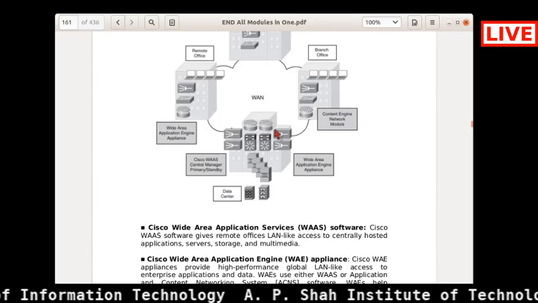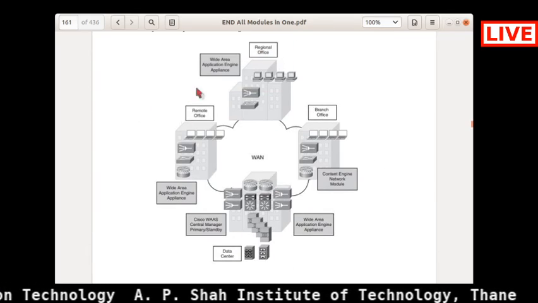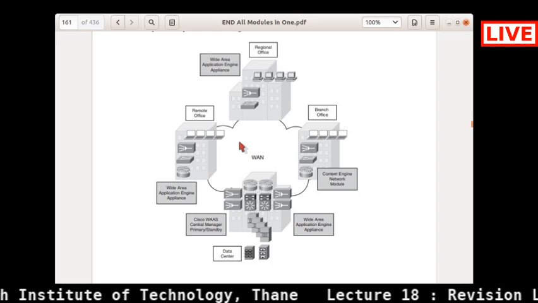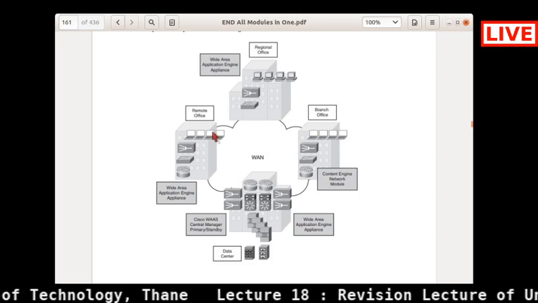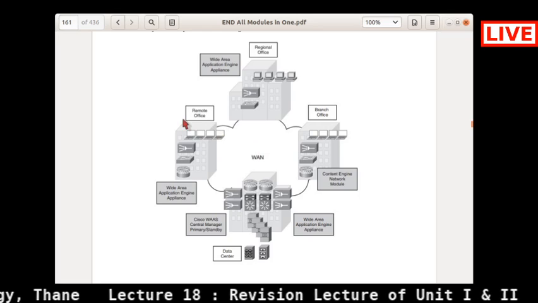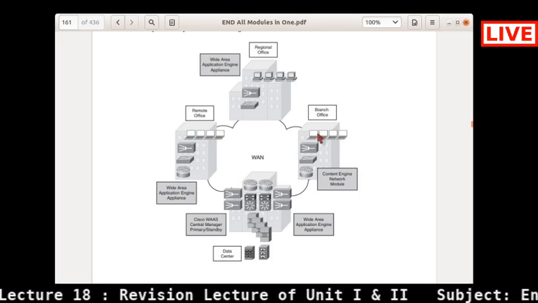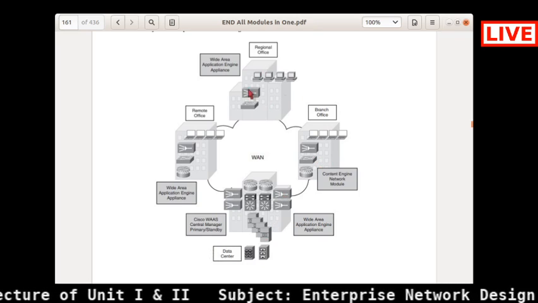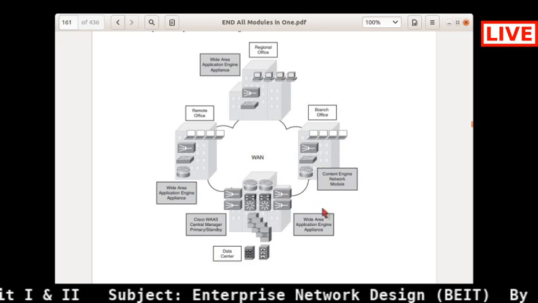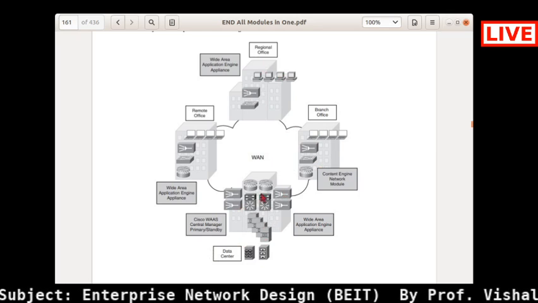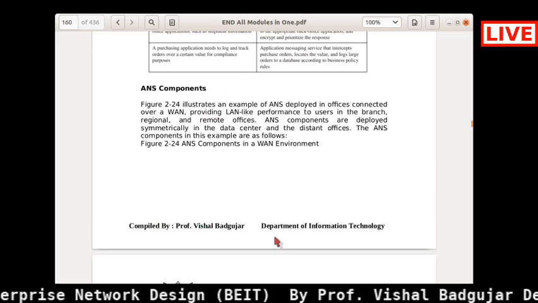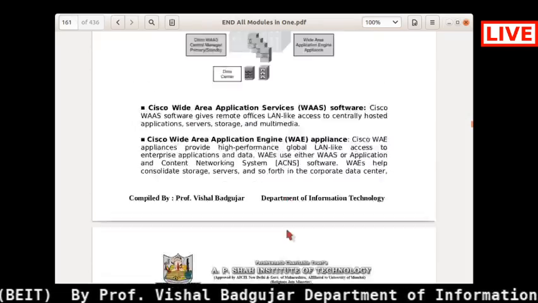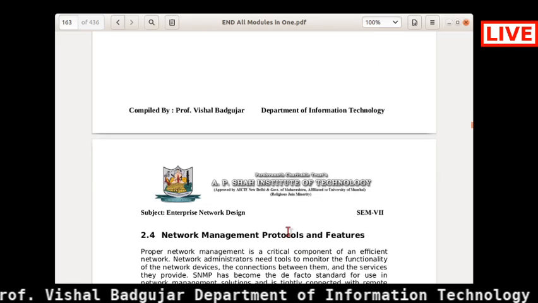Then we will have the application oriented services. This diagram I have also explained in the theory class, right? How this WAN architecture will look, and how remote offices and branch offices are used to connect with the regional offices or with the data center in a wide area network, right? So this is nothing but the application networking services in a modular network.